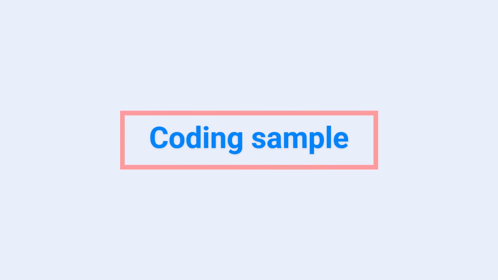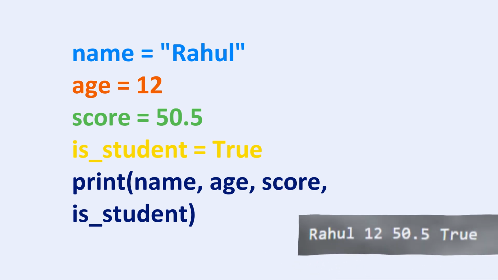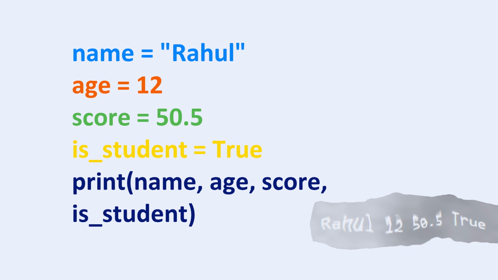Let's write a small program with all four types. Python code. name equals Rahul. age equals 12. score equals 50.5. is_student equals true. print name, age, score, is_student. This program prints Rahul's name, age, score, and whether he is a student. Simple, right?